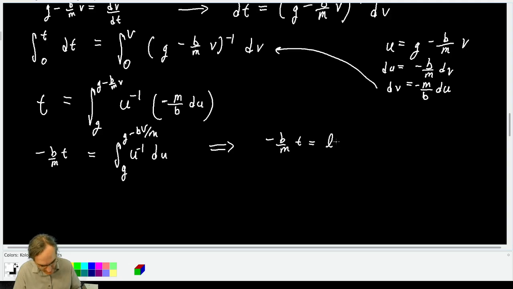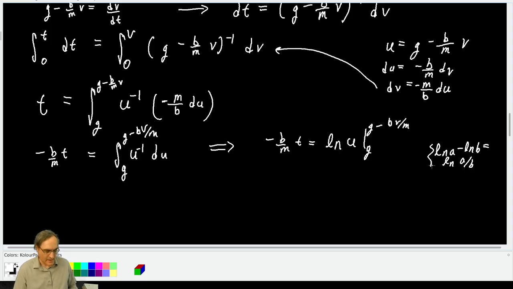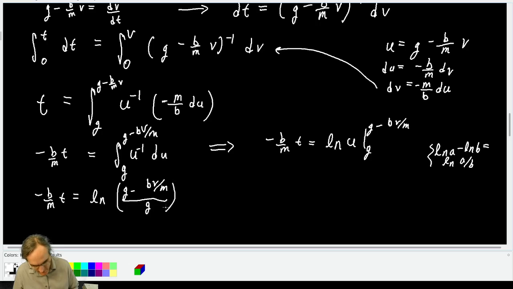We get natural log of u evaluated in our limits. And I'm going to take advantage of a rule here. Natural log of a minus natural log of b is just equal to natural log of a over b. So here I'd be getting the natural log of g minus bv over m minus the natural log of g. I'm going to rewrite it immediately as a ratio. So this will be natural log of g minus bv over m, all over g.